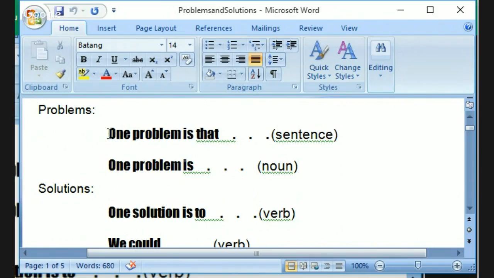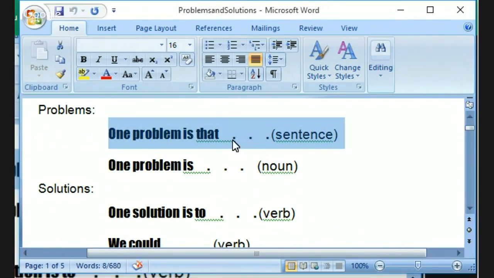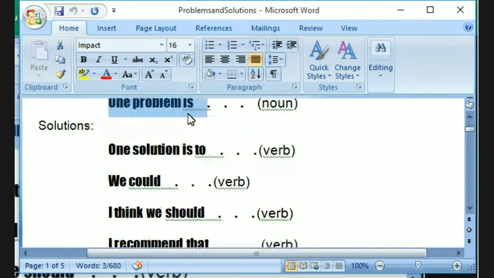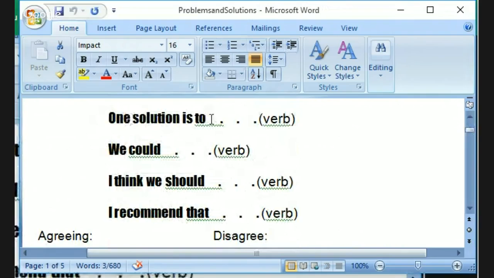Very simple, very basic. You know, one problem is that, usually it is that the blank subject, verb, object. Okay, one problem is Harry's a thief. Okay. Solutions, these are very basic.